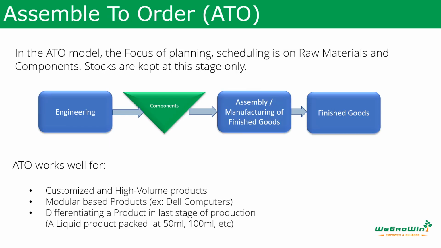In the ATO model, the focus of planning and scheduling is on raw materials and components or the sub-assemblies. Stocks are kept at this stage. The model is illustrated in the given picture. ATO works well for customized and high volume products, modular based products like computers, laptops, differentiating a product in the last stage of production, like a liquid packed product in different sizes like 50 ml, 100 ml or 200 ml, etc.